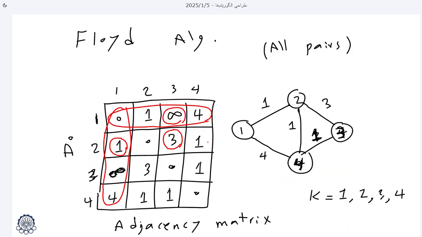At the first step, we have the adjacency matrix itself, okay? A0 is the same as the adjacency matrix. And we put the weights of the edges in the rows of the matrix. When we do not have an edge, we put infinity instead of the weight. Then we are going to compute A1.